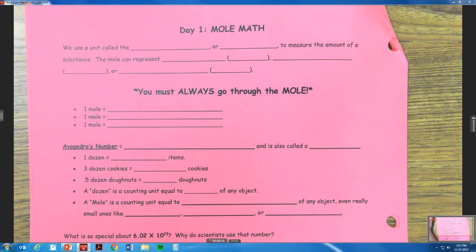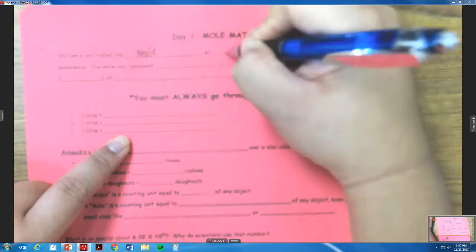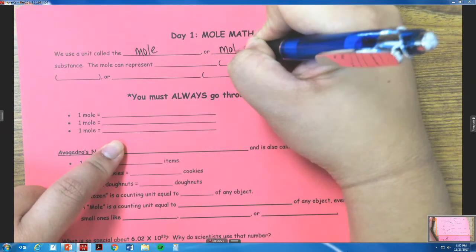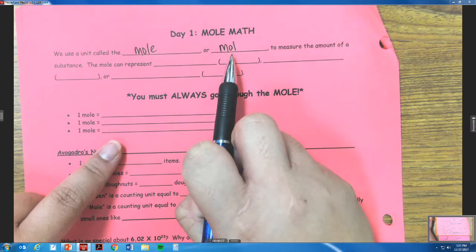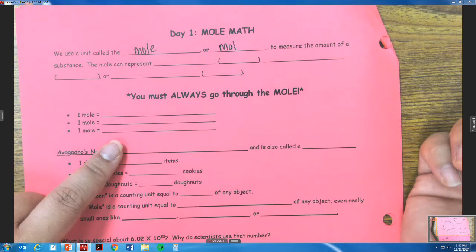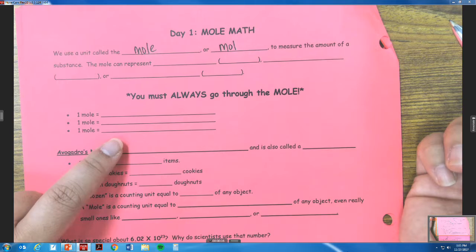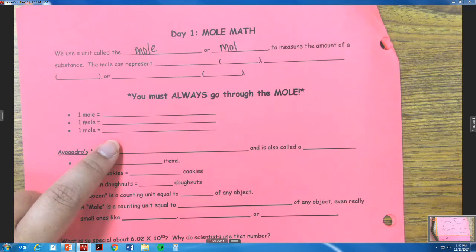Okay, so we use a unit called the mole, or mol. It's just a standard measurement, just like how we use g to represent grams, or m for meters. This is the same thing. Moles is a standard measurement used to measure the amount of a substance.